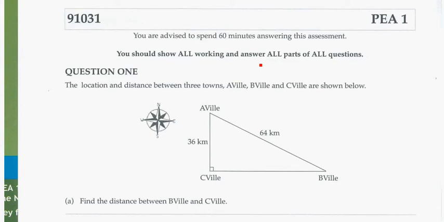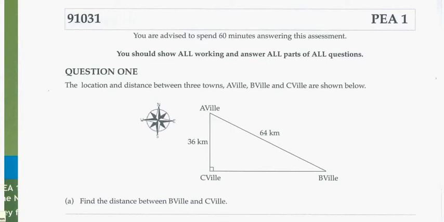So today I was going to look at doing a practice exam with you guys out of your P book. This is for geometry, and this is the first test in that book. Probably won't do all the questions in one video, but we'll break it up, starting with question 1. The location and distance between three towns, Aville, Bville, and Cville, are shown.